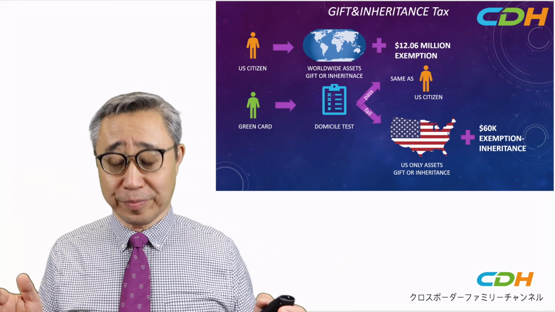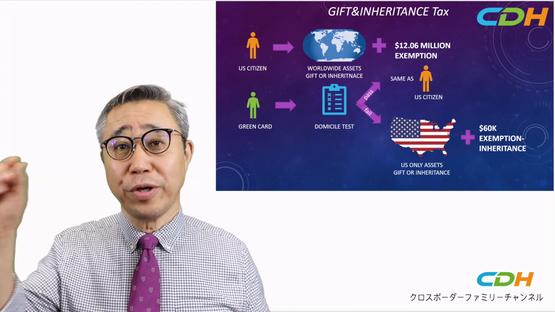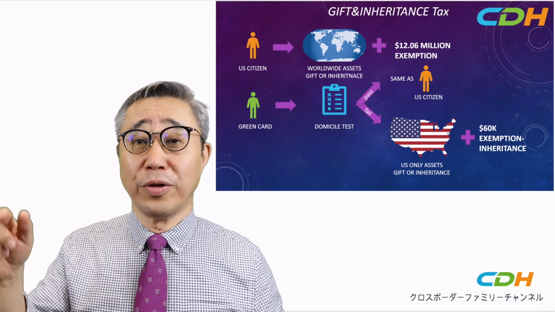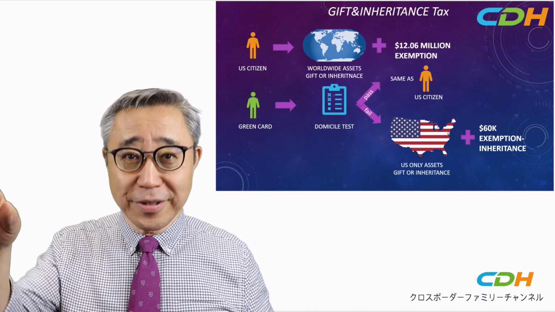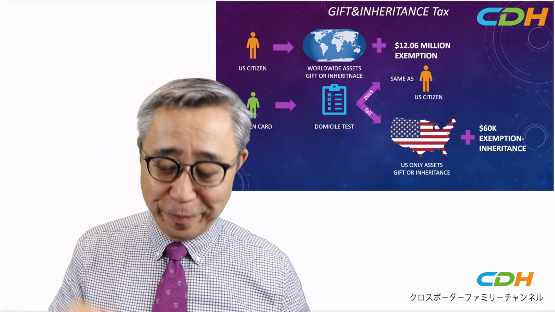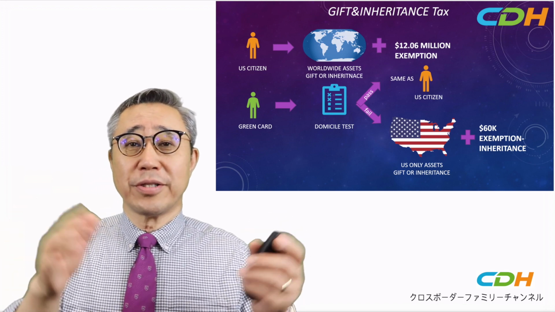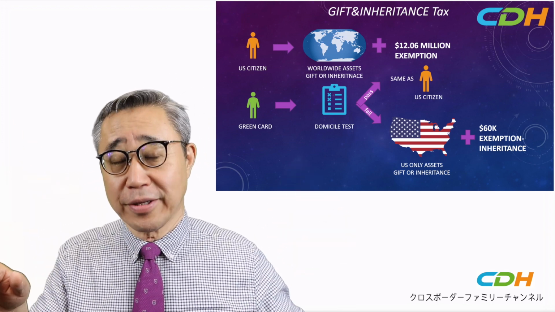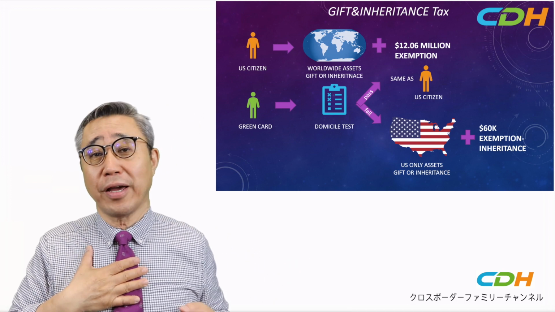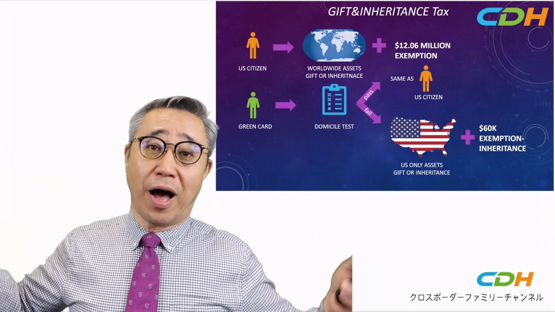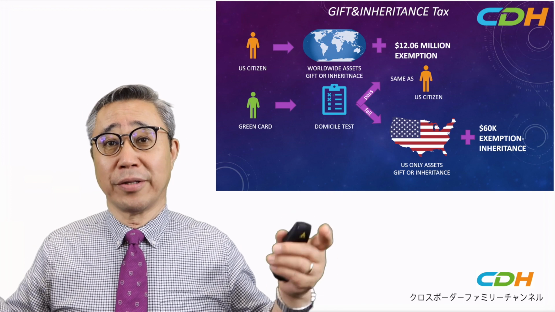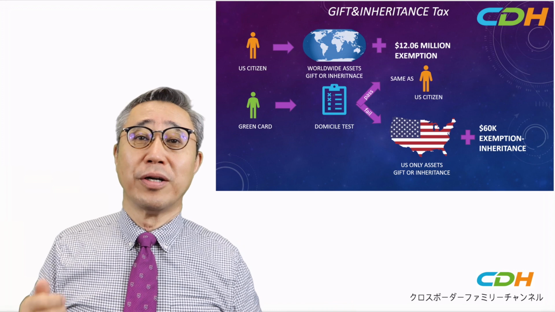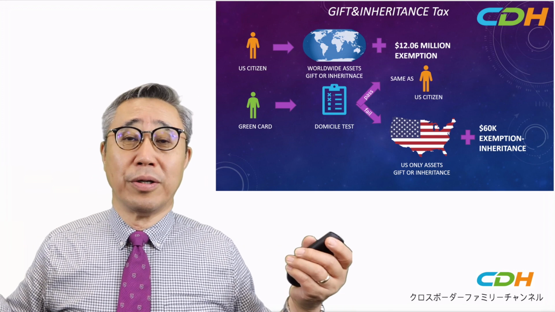You don't have this unified credit of 12.06 million. You have $60,000 only. So this is not for a gift. Okay, this $60,000 is for inheritance exemption. So if I die, I have a $500,000 house in the U.S., but I'm not domiciled. I will probably go back to Japan, or I live in London or whatever.